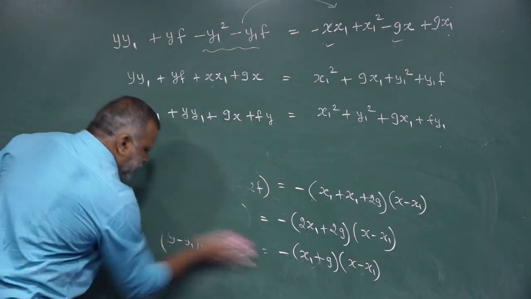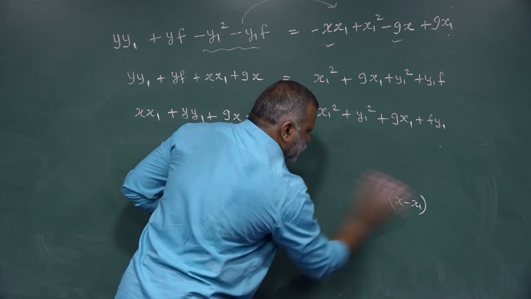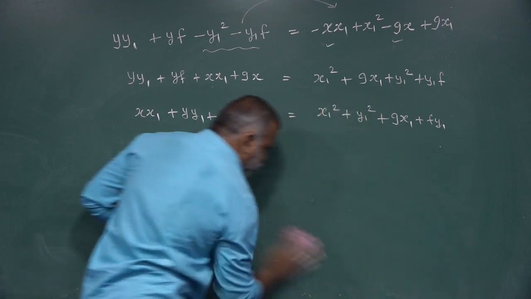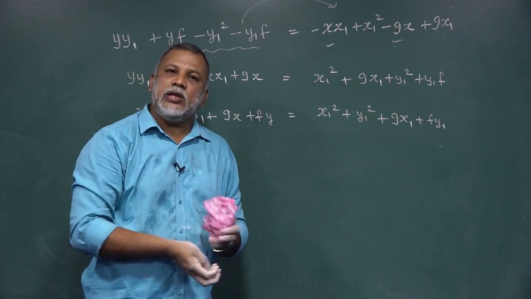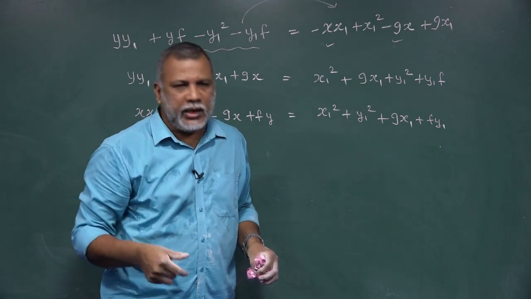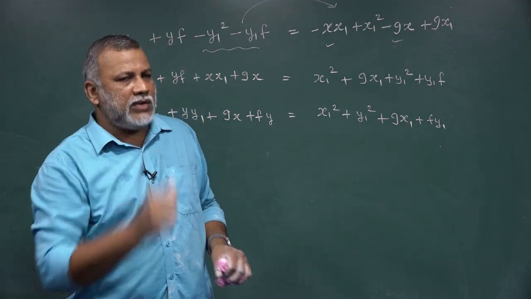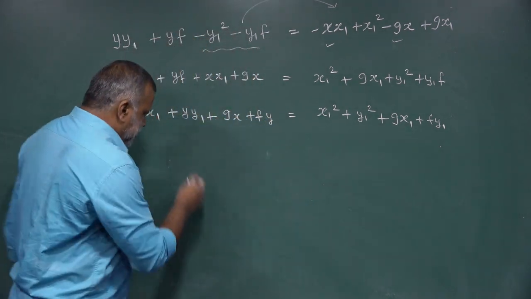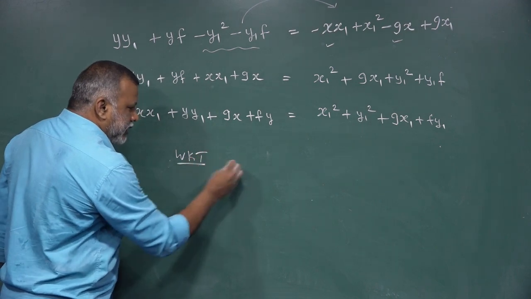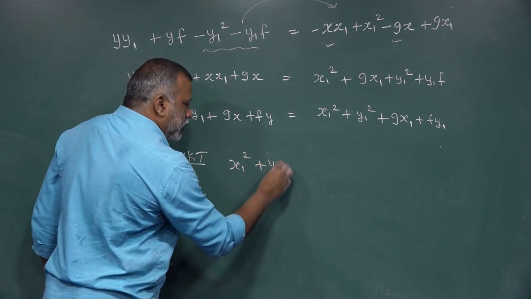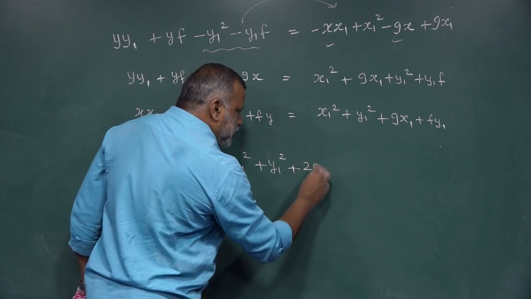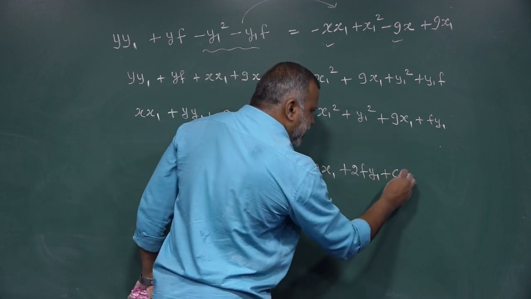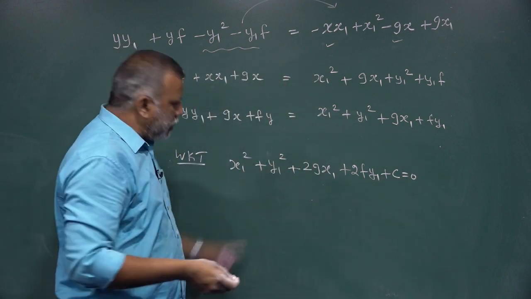Now listen, see your equation number 2. Already we discussed many things, so refer to your notebook. What is the value of equation number 2? Already I worked out the theoretical concept. Just refer to your note. x1 squared plus y1 squared plus 2gx1 plus 2fy1 plus c equal to 0. From equation number 2 you can refer to this one.